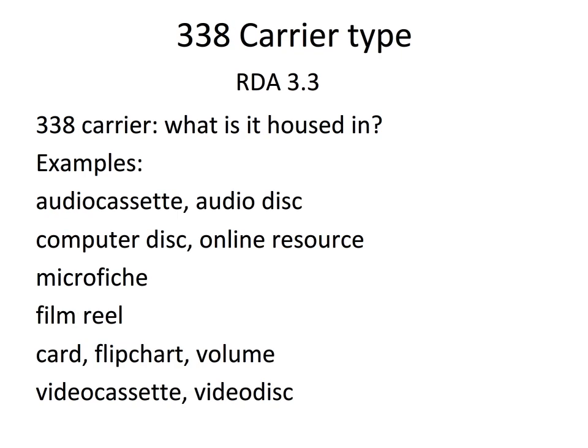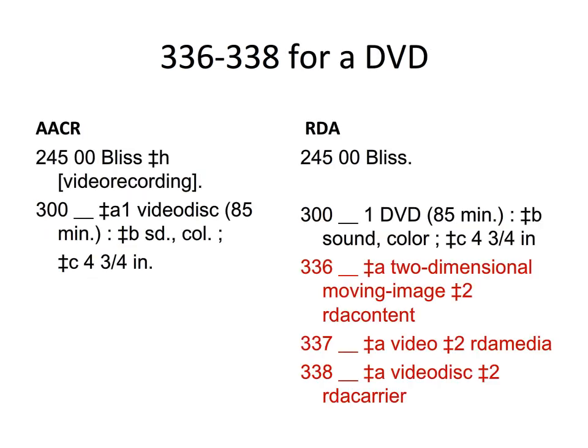The 338 for carrier type has to do with what something is housed in. Examples are audio cassette, audio disc, computer disc, online resource, microfiche, film reel, card, flip chart, volume, videocassette, and video disc. Here's what a GMD looks like in AACR and what the content, media, and carrier fields look like in a DVD record made under RDA.